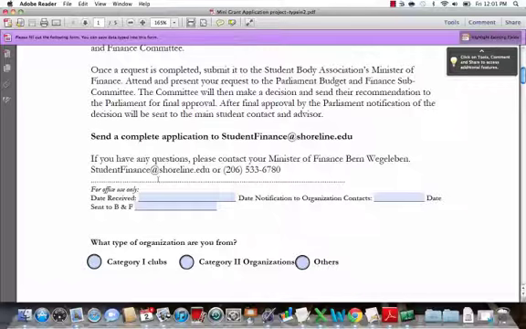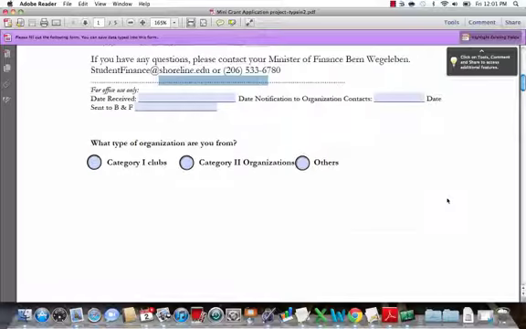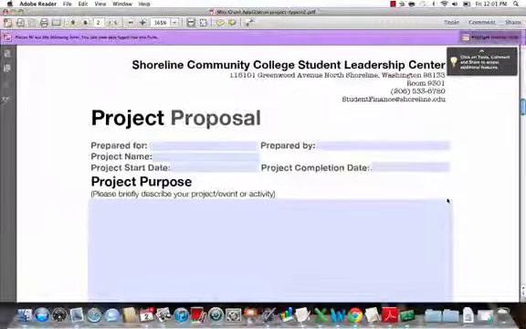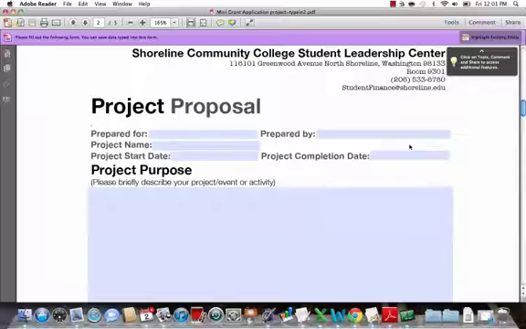But when we get down to this dotted line, I'm going to fill out everything underneath it on this page. I'm going to say when I received it, when I sent it to the Budget and Finance Committee, what kind of club you are, and so on. But then on page 2, you're going to fill this out. You're going to say who prepared it, what it's prepared for, what club, the project name, when you're going to start, and when you're going to end.